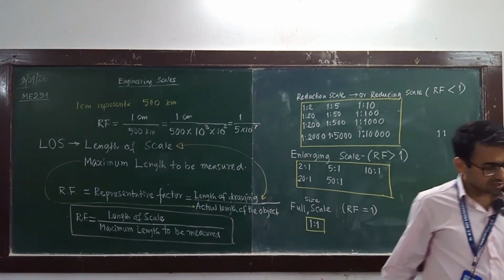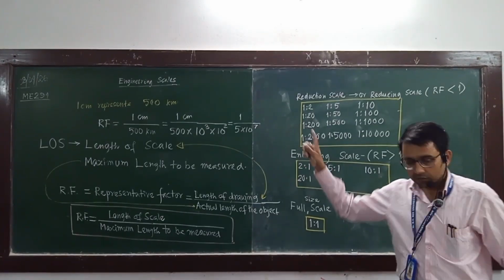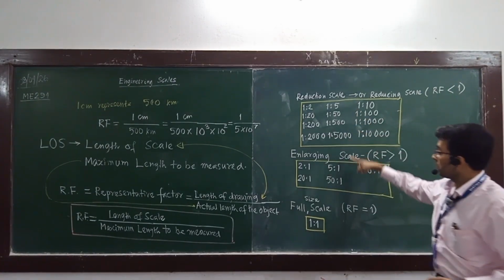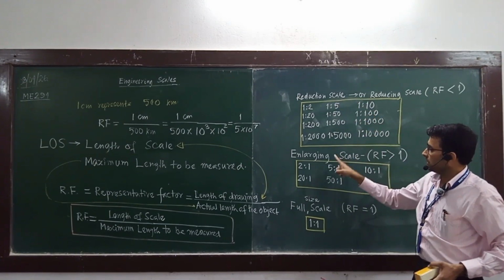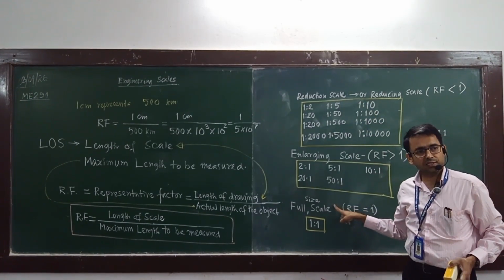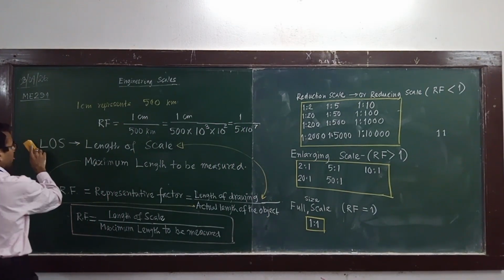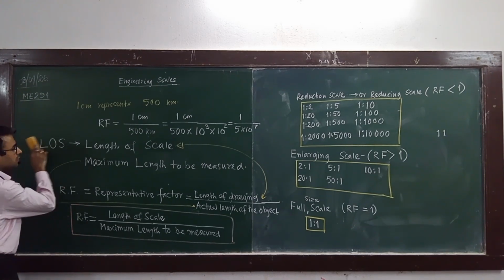So there will be basically 3 scales that we will discuss in our course. These are the RF values. Depending on the RF values, you have reducing scale, enlarging scale, and full size scale. Okay. So we will use this frequently. Remember.